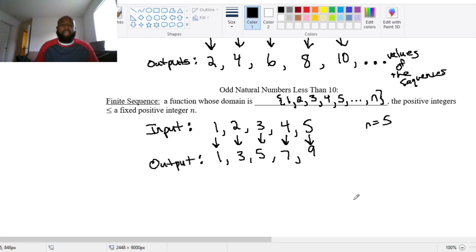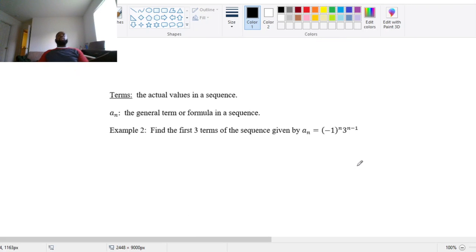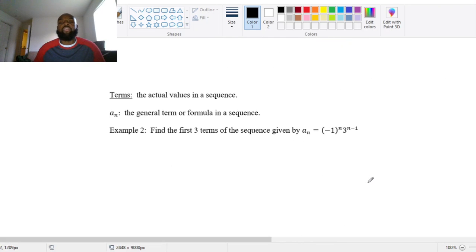They're functions whose domain are your positive integers, and those positive integers basically tell you which position you're looking at, all right? The actual values in the sequence are called terms, and a sub n is a formula for your general term in a sequence. For instance, I can give you a formula instead of listing the numbers out like here, or saying it in words. Sometimes we want to give a formula for the terms in your sequence, the actual values in your sequence.